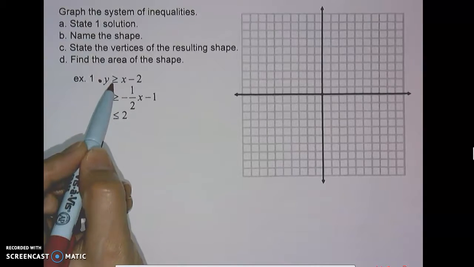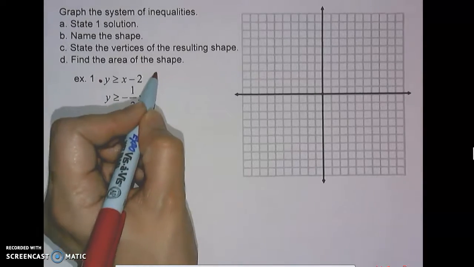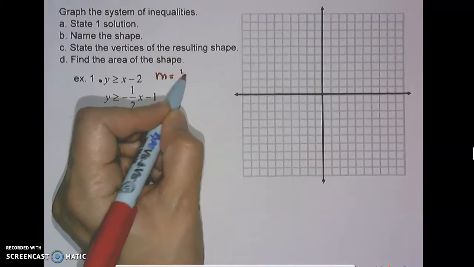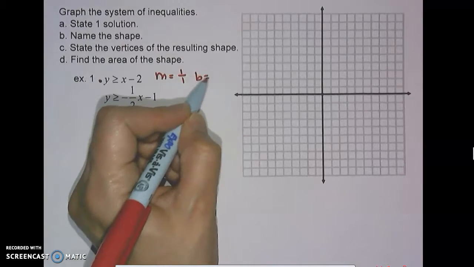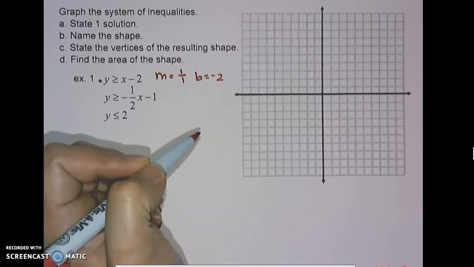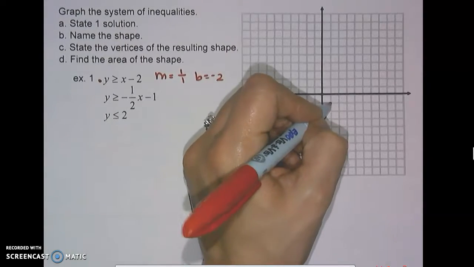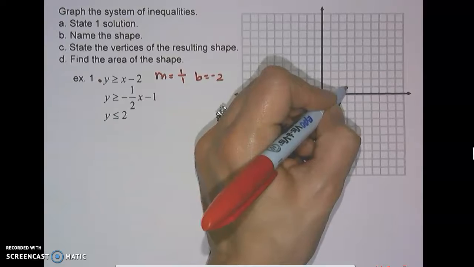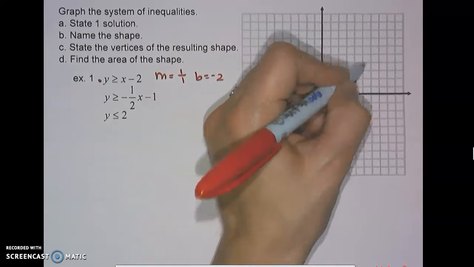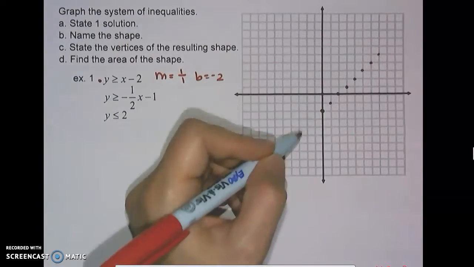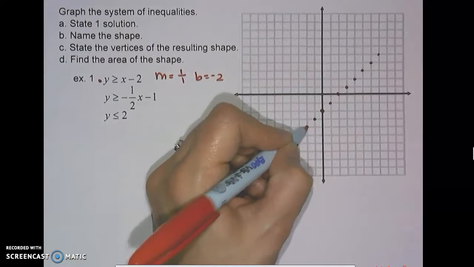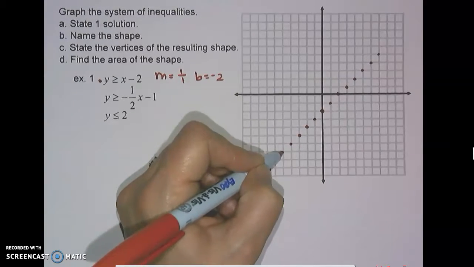If we have y is greater than or equal to x minus 2, that means that our m is 1 over 1, and our b is a negative 2. So we're going to begin with b at negative 2, and then follow our slope. And we're going to make a few points here. The more points you make, the more accurate your graph is. So I'll make a few more.